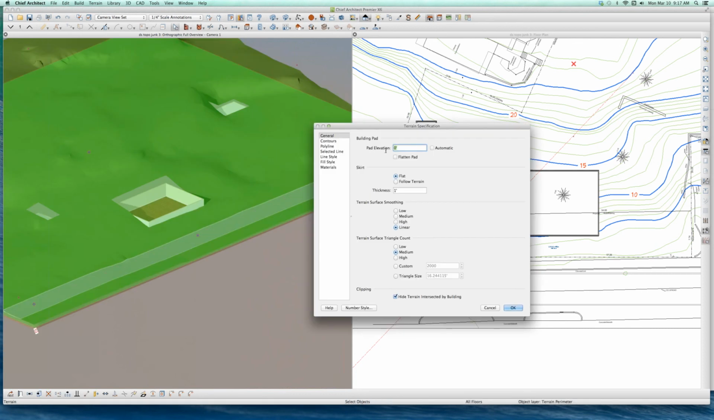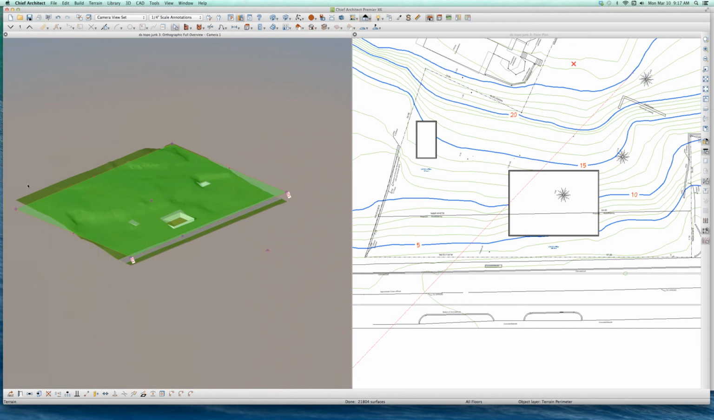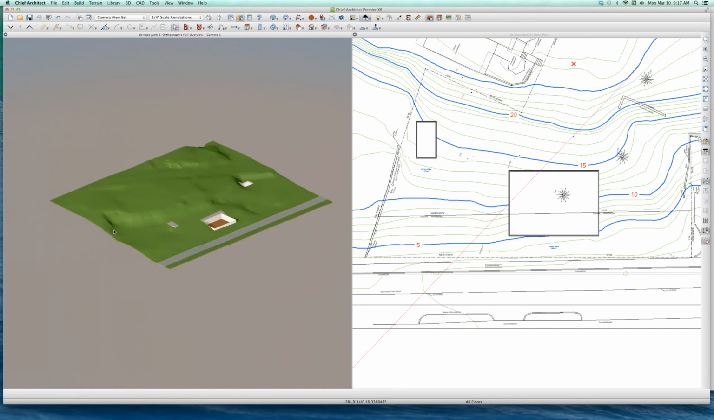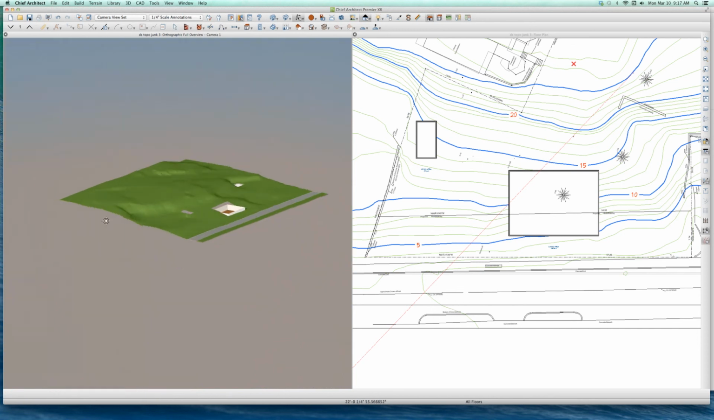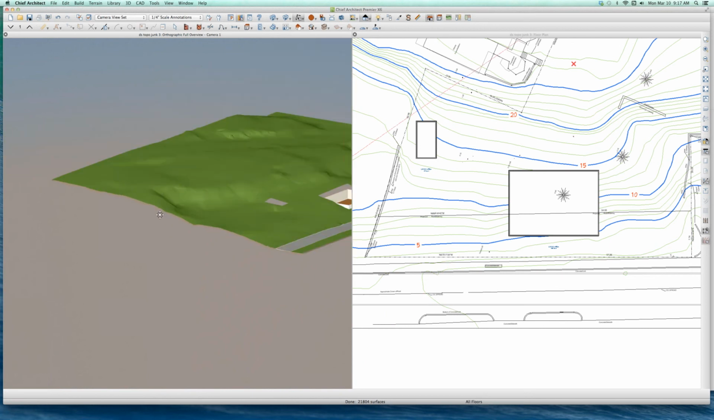It started with general. Pad elevation at 0, you understand that. Flatten pad, I don't flatten pad out. What's flatten, what's follow terrain mean? Let's follow the terrain. If you watch, follow terrain means, see that? He made it only 1 foot deep. And so the bottom of this terrain is just consistent.